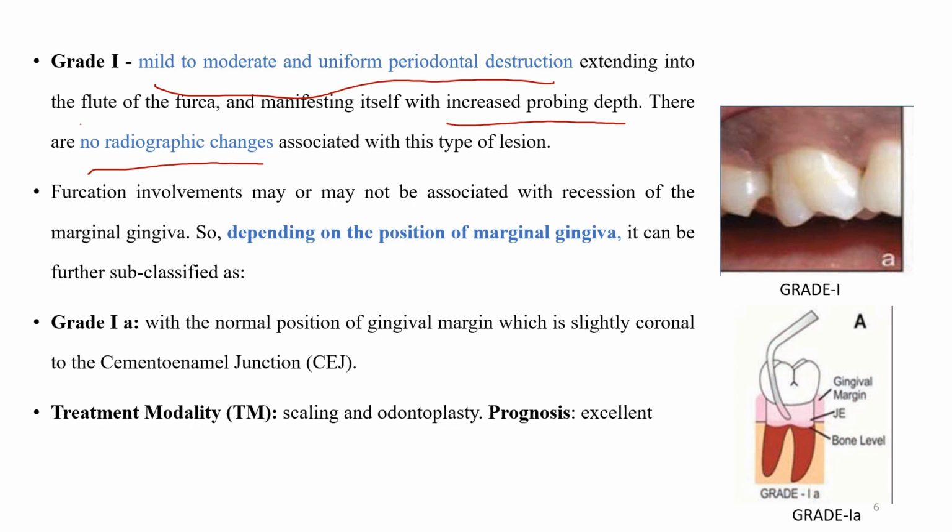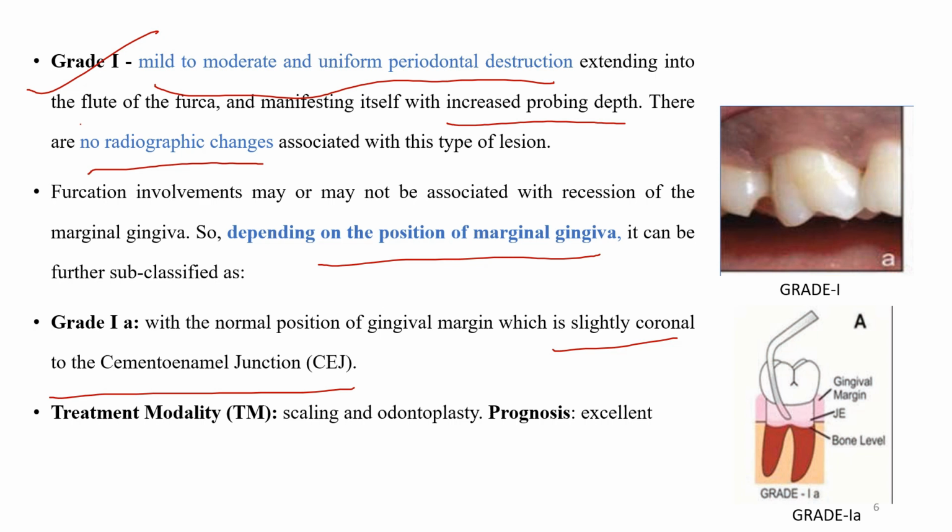Now this furcation involvement may not be or may be associated with the recession of marginal gingiva. So depending upon the position of the marginal gingiva, it is further subclassified as grade 1 small a, grade 1 small b, grade 1 small c. If we see grade 1 small a, then this characteristic will remain same. That is mild to moderate and uniform periodontal destruction. But the gingiva or gingival margin is slightly coronal to the CJ.